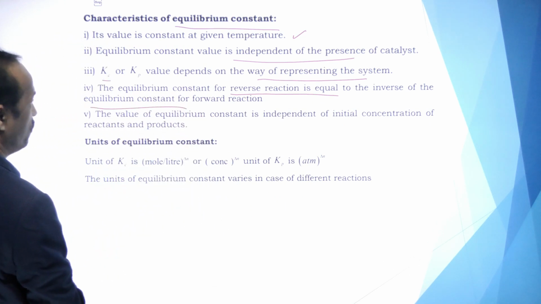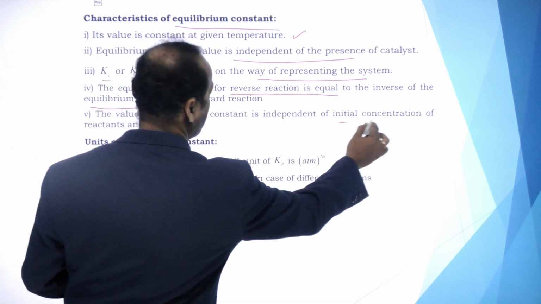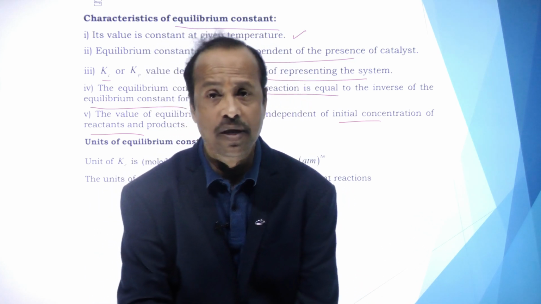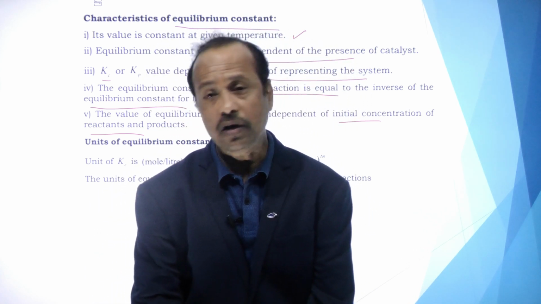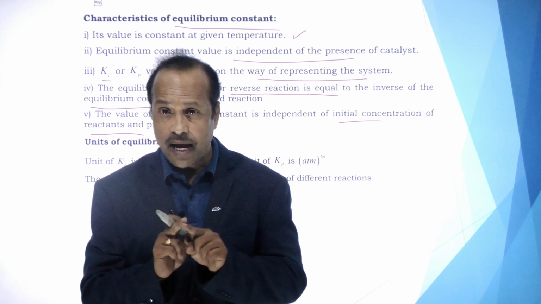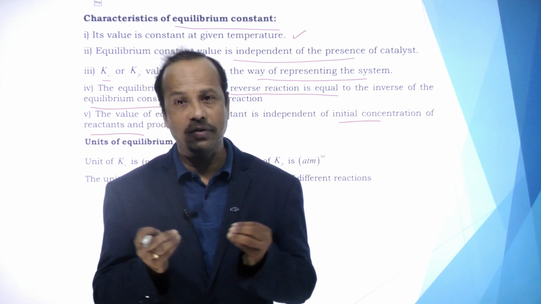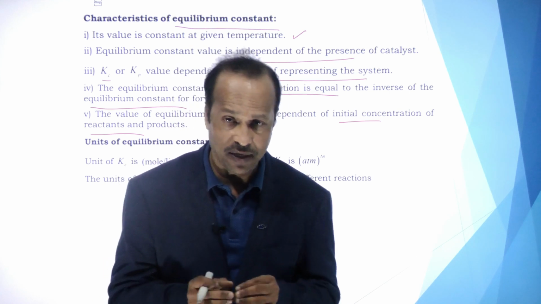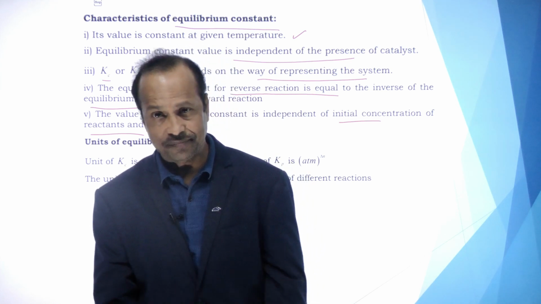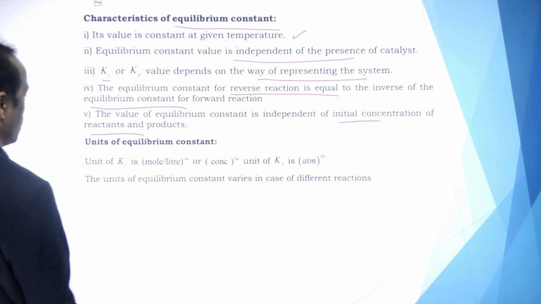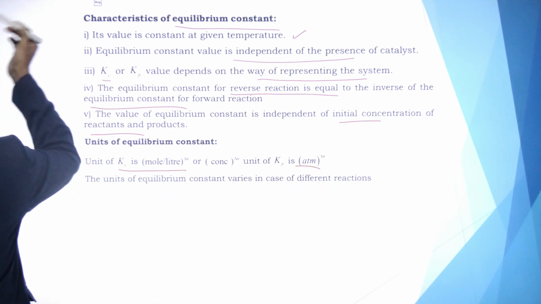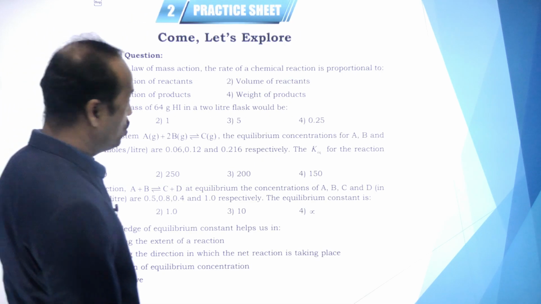The value of equilibrium constant is independent of the initial concentration of reactants. Initially, how much reactants you are taking, or how much products are forming, it does not depend on that, but only on the stage of equilibrium. When the rate of forward reaction becomes equal to the rate of backward reaction, at that time the concentration of the reactants and products is what we consider. The units we already discussed: for Kc moles per liter, and for Kp atmospheres. That's all, so this is finished.